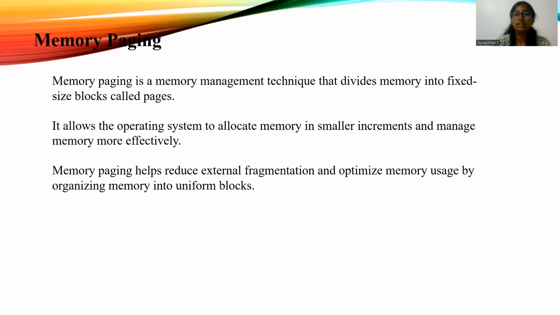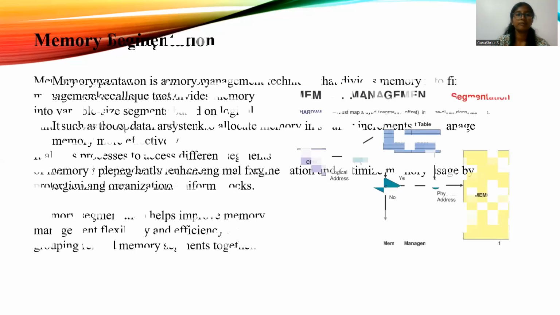Memory paging. In this particular technique, they will divide the memory into fixed size blocks called pages. It will allow the operating system to allocate memory in smaller increments and manage memory more effectively. It will help to reduce the external fragmentation and optimize memory usage by organizing memory into uniform blocks.